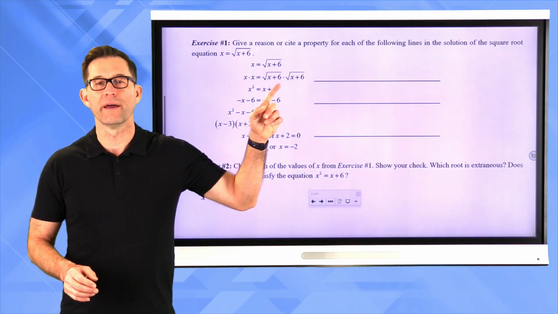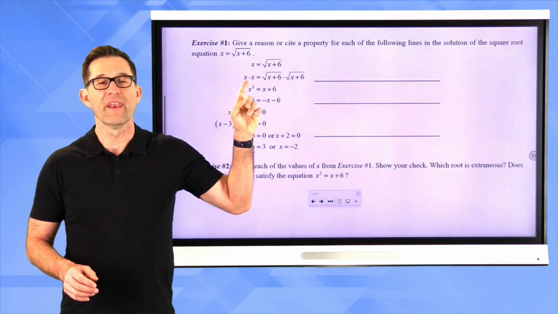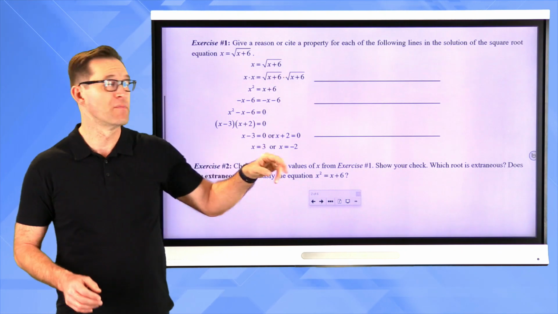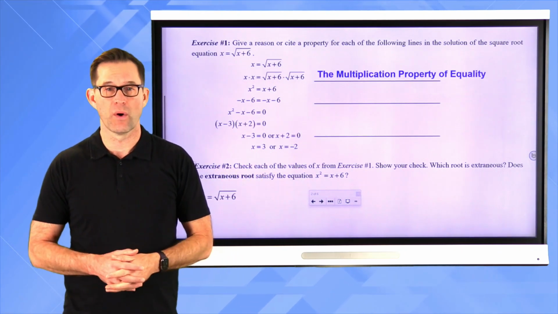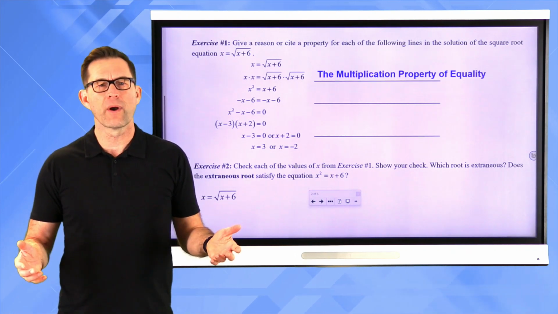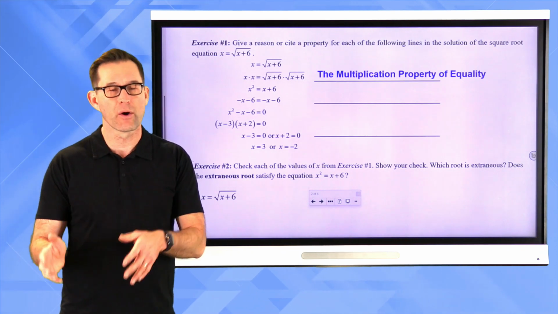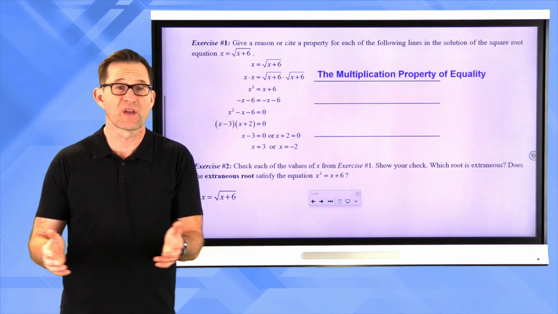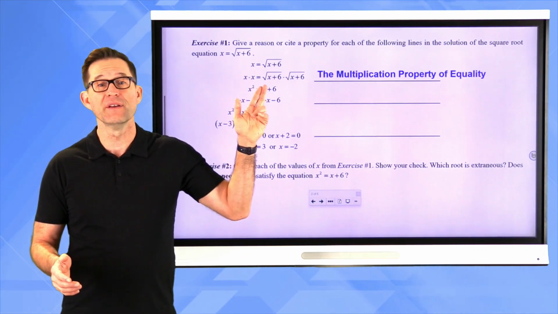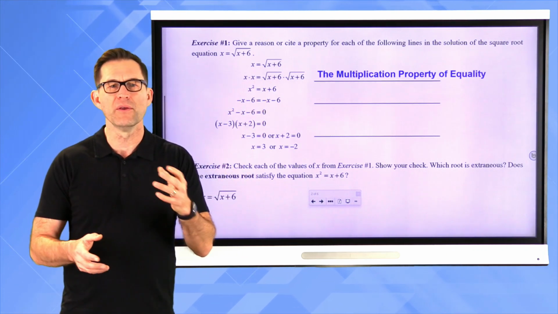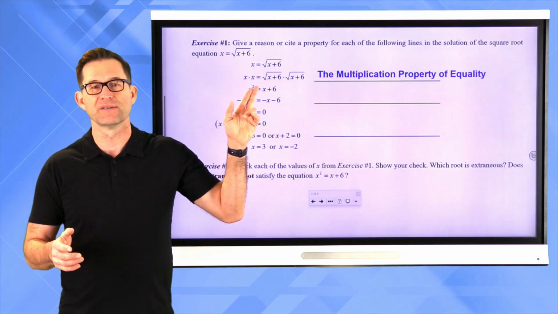Well, this first line is truly A equals B, then A times A equals B times B. And that is the multiplication property of equality. We kind of framed it when we were talking about solving square roots as, well, we're going to square both sides. That's kind of how we justified it. Now really, to go from here down to this particular line, we really would be using properties of exponents and things like that, but I didn't ask you to justify this one.